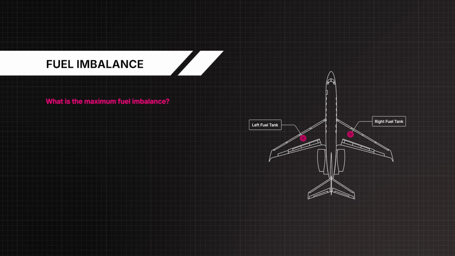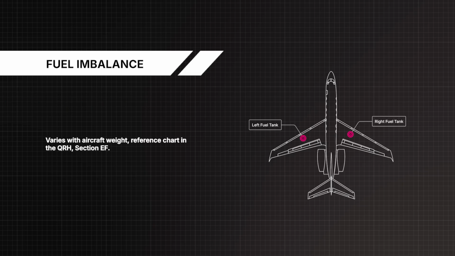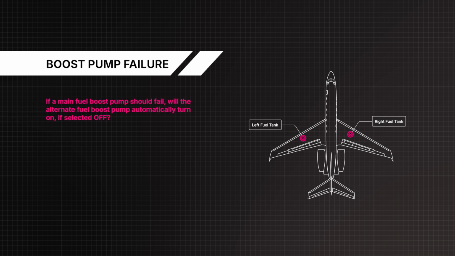What is the maximum fuel imbalance? Varies with aircraft weight. Reference chart in the QRH, section EF. If a main fuel boost pump should fail, will the alternate fuel boost pump automatically turn on if selected off? Yes, there is a boost pump auto-change feature.